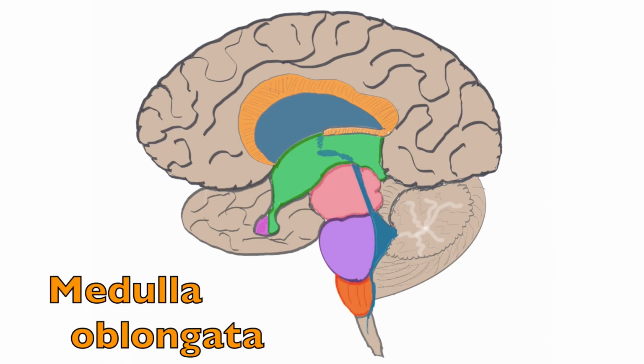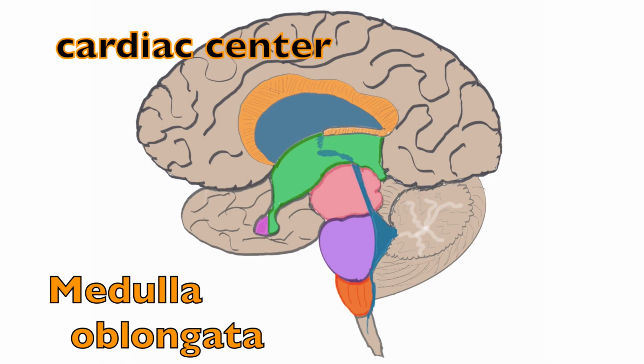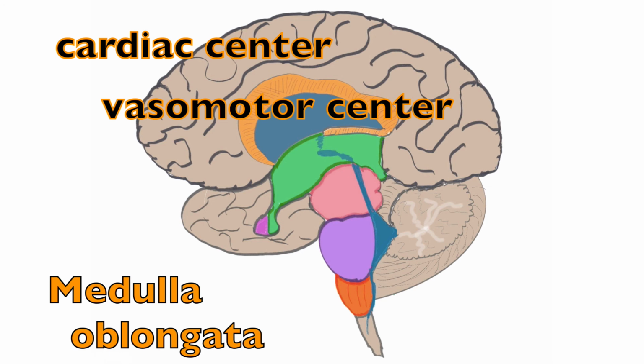The most inferior aspect of the brainstem is the medulla oblongata that has a cluster of a number of nuclei or cell bodies. One is the cardiac center, which regulates the rate and force of ventricular contraction of the heart. The vasomotor center, which vasodilates or vasoconstricts blood vessels to regulate blood pressure.